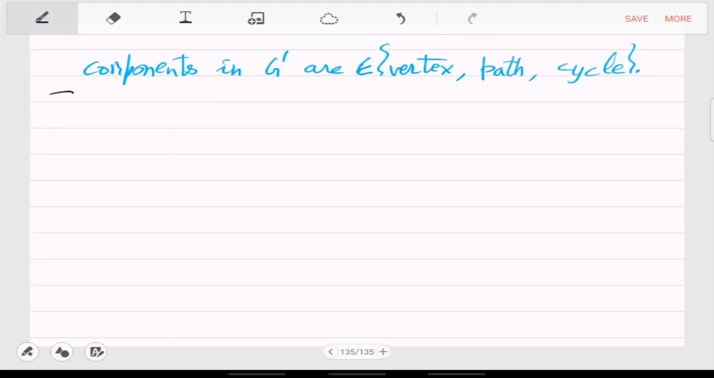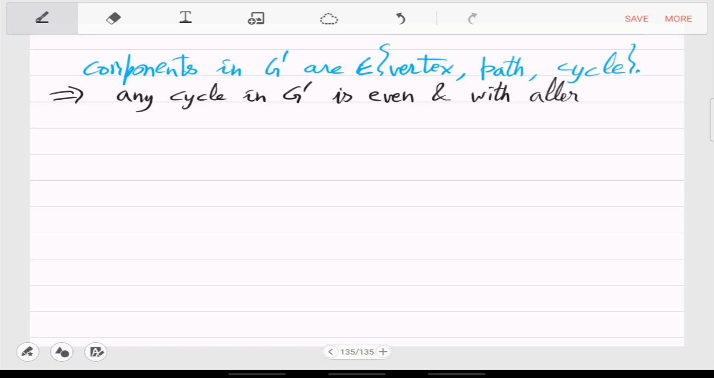So, can you show that any cycle in G prime is even, and with alternating M edges and M prime edges? Do you agree with this? That cycles in this subgraph G prime are even.